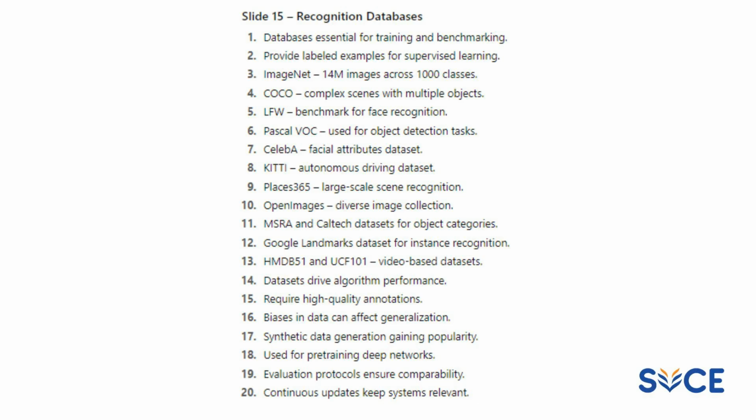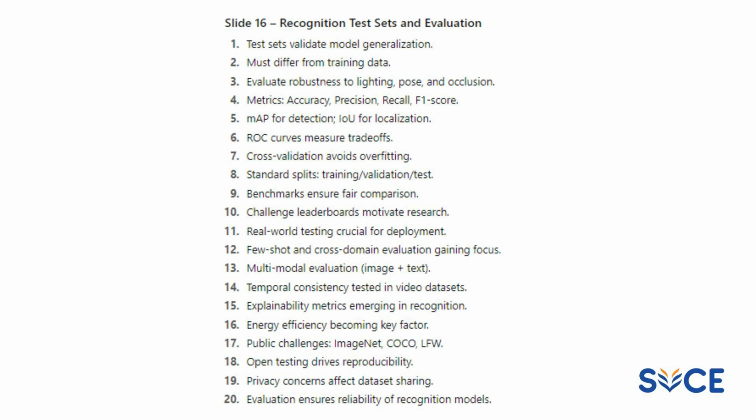Basically, a test set is a collection of images or data that is separate from the training set and used to evaluate the performance of our recognition systems. Unlike the training set, the model has never seen the test set before, which ensures an unbiased measure of how well the system can generalize to new, unseen data. There are many classifications for these categories.